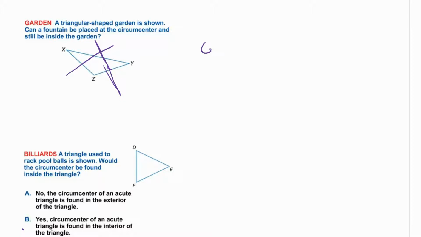So if the triangle is obtuse, the circumcenter lies outside of the triangle. Because even if I look at the perpendicular bisector for XY, it's going to go through that same spot right there.